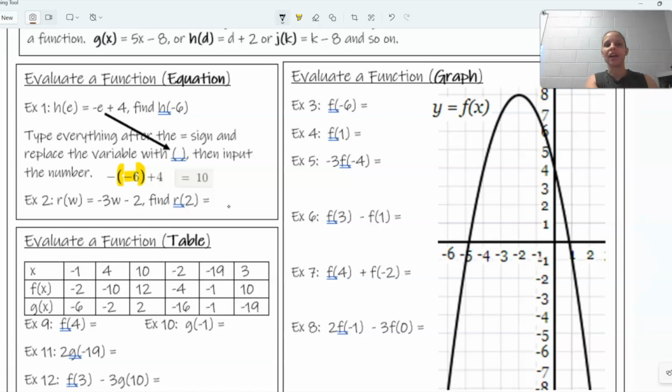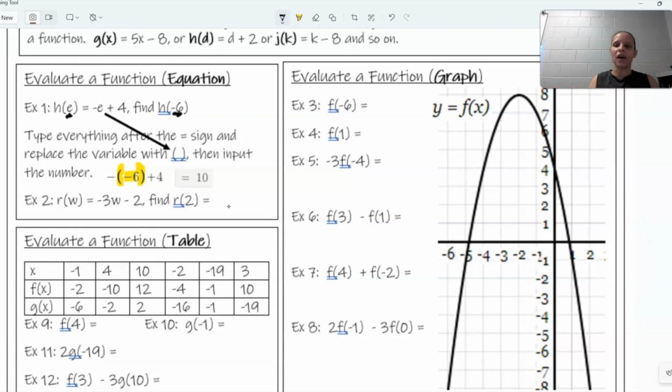So when it says find h of negative 6, what's the only thing that's different? If I had h of e and now I have h of negative 6, what changed? H is still there. The parentheses are still there. The only thing that changed is that e is now negative 6. And that's exactly what it means. It means take negative 6, put it into the function. What do you get out?